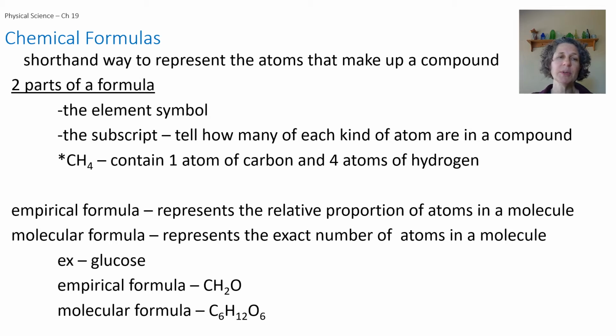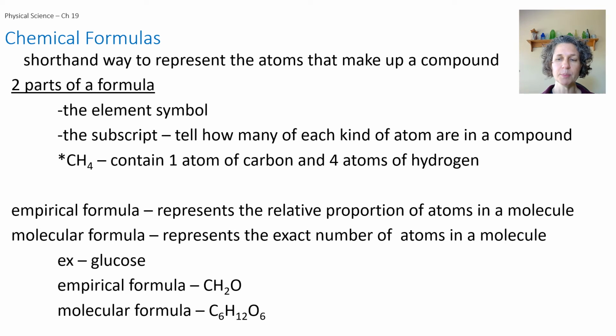Okay, so chemical formulas are the element symbol, and also the subscript. And we've talked a little bit about that. I mean, just simple compounds that we've already talked about, like H2O, two H's, one O. And so you have symbols and numbers that are part of the formula.